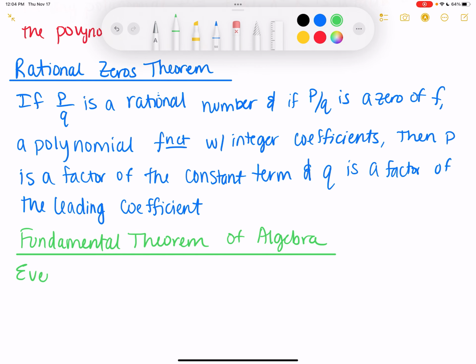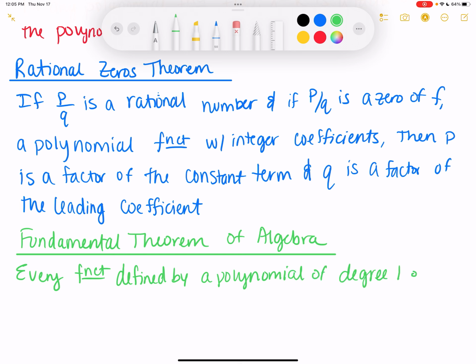Skip the fourth quarter. Every function defined by a polynomial of degree 1 or more has at least one complex 0.